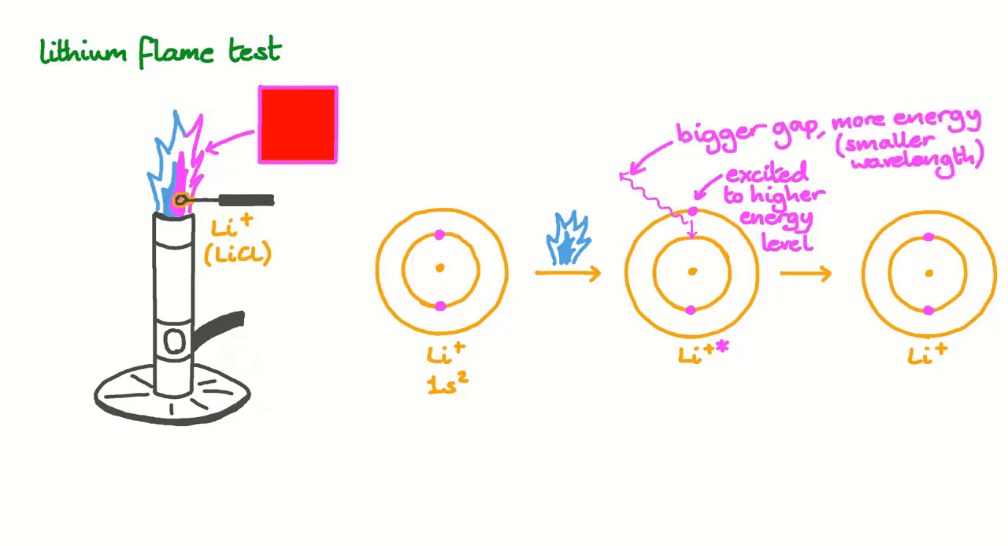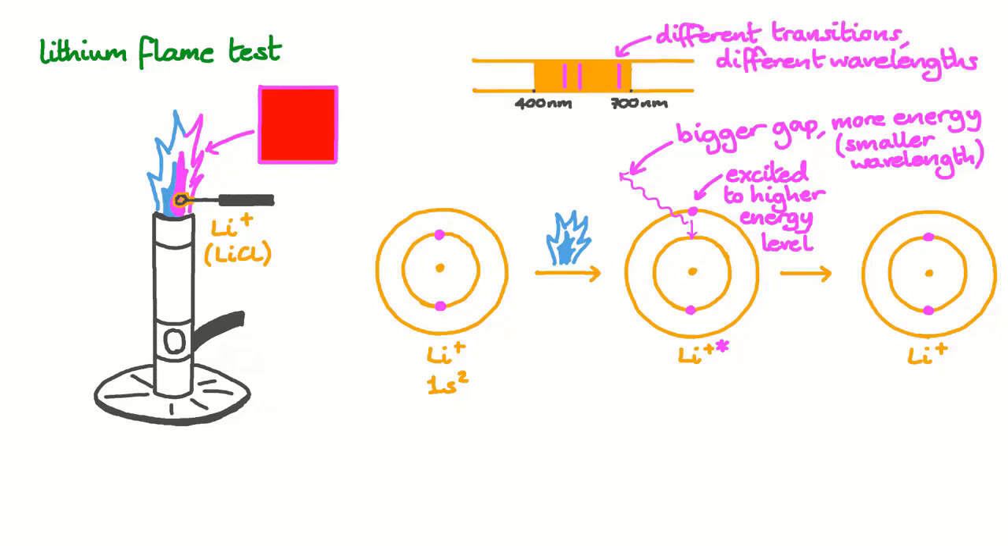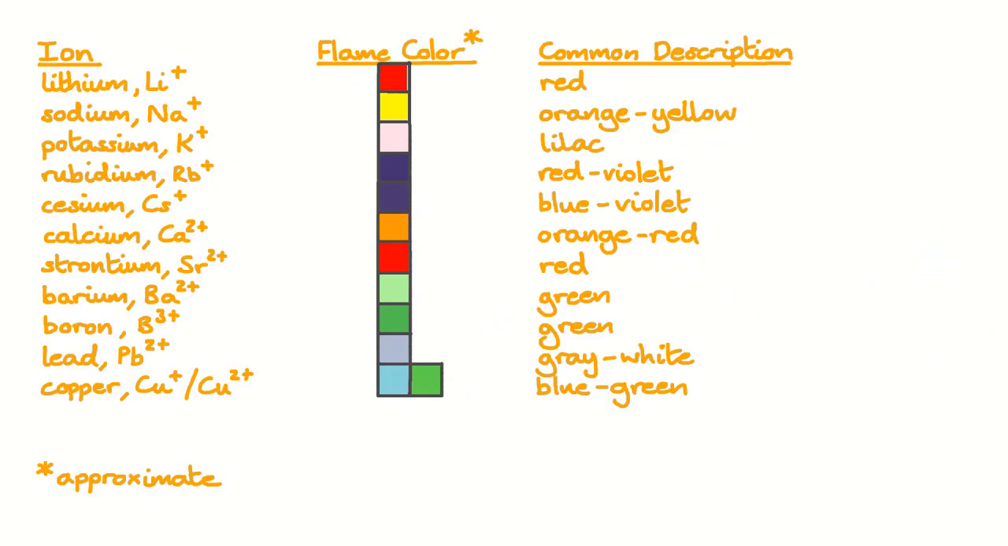The bigger the gap, the higher the energy of the photon, and the smaller its wavelength. The colour we see can be the result of many different wavelengths of light being emitted at the same time, but the wavelengths of light are unique to each element, so the colour we see is unique as well. That's not to say that the descriptions of the colours are always unique.